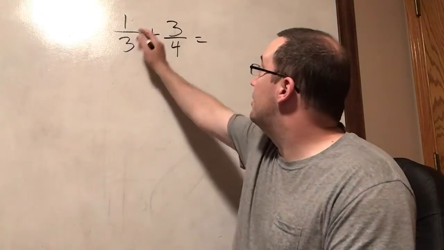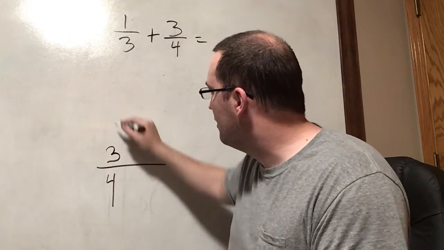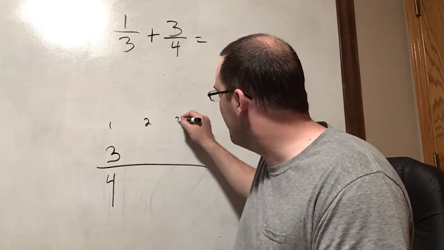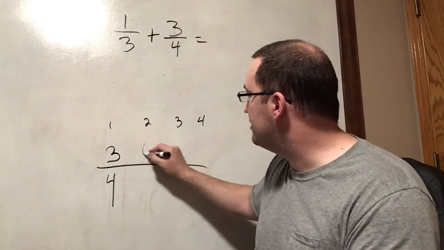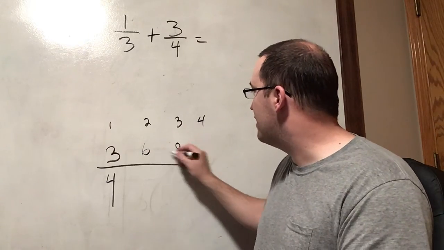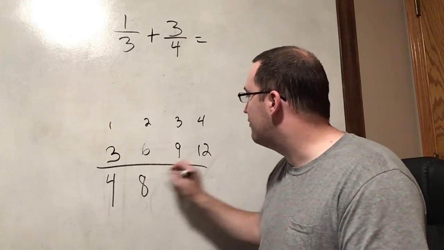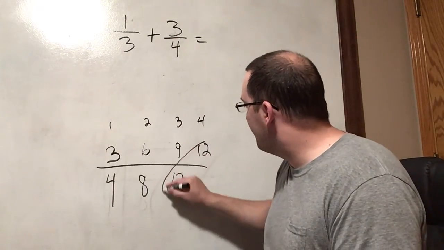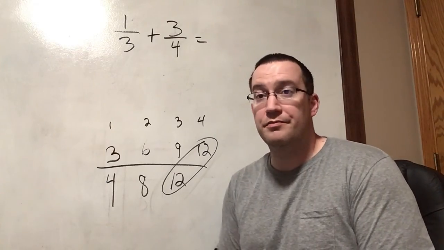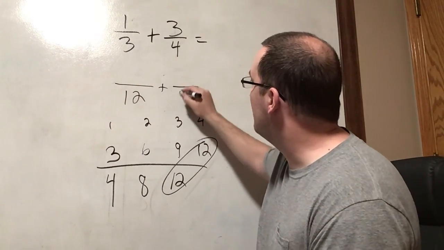Okay, so let's use 3. We'll do the same kind of setup here. Multiplied by 1, multiplied by 2, by 3, by 4. So 3 times 1 is 3, 3 times 2 is 6, 3 times 3 is 9, 3 times 4 is 12. Okay, 4 times 2 is 8, and then 4 times 3 is 12. And then, big surprise, we have 12 for our common denominator. So both of these will have the denominator of 12, so we can add them.